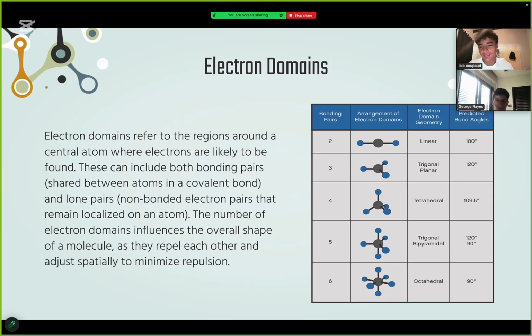Electron domain. Electron domain refers to the regions around the central atom where electrons are likely to be found. These can include both bonding pairs and lone pairs. The number of electron domains influences the overall shape of a molecule as they repel each other and adjust spatially to minimize repulsion.